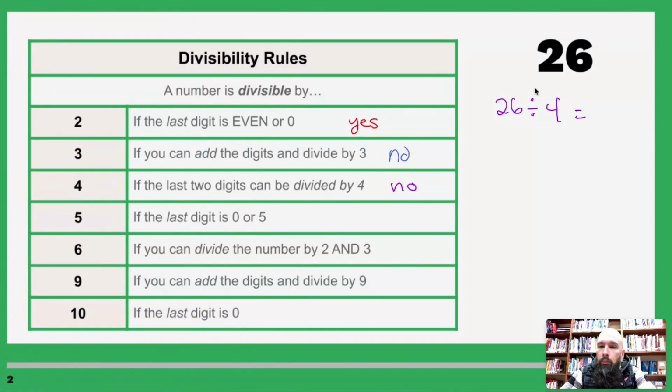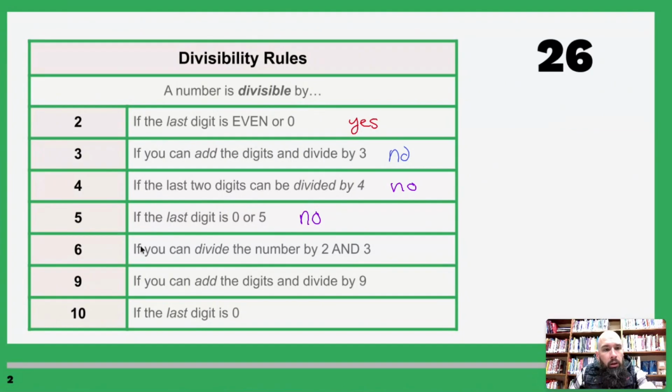Okay? Is this number divisible by 5? Well, is the last digit 0 or is the last digit 5? 6 is not 0 and 6 is not 5. So you are also a no. Oh, 26, you're striking out, buddy. All right, let's keep going.